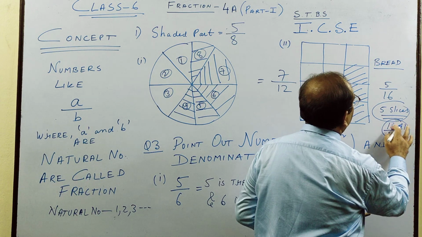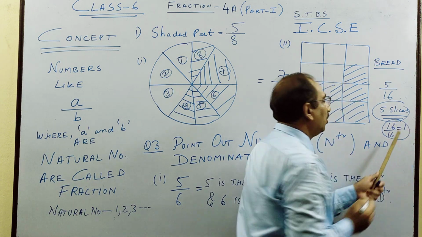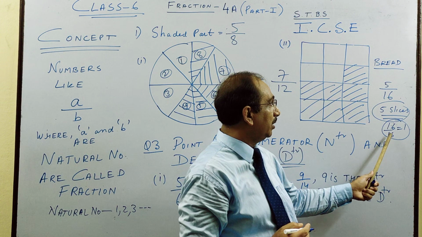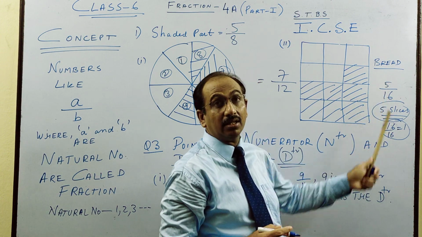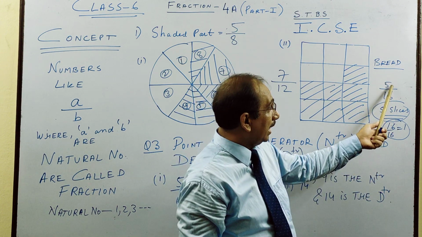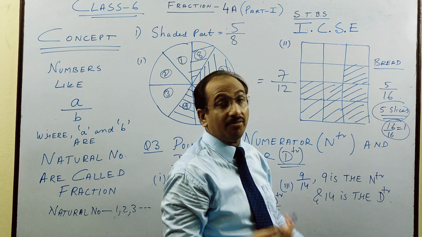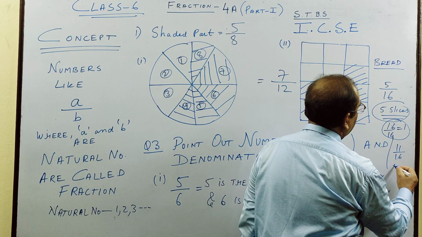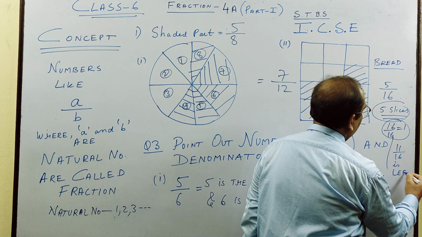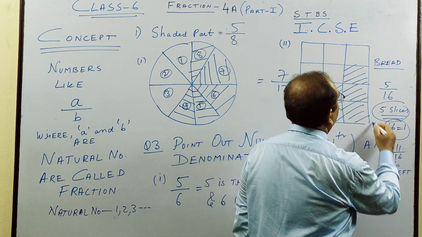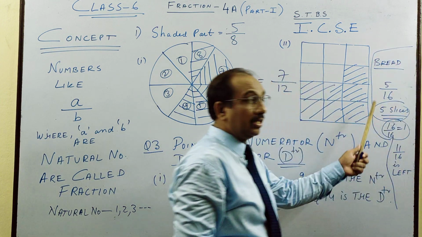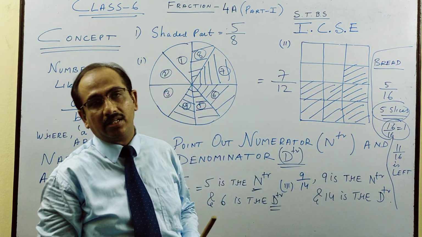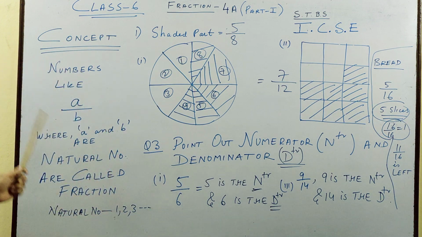One full fraction, children, is called 1. Full bread is 1, 16 by 16. So you had 5 by 16. How many left? You subtract 16 minus 5, which means 11 by 16 is left. So what I am trying to tell you, children, is that these are there in our practical life. So please pause the video, copy, then I'll go to question 3 onward.